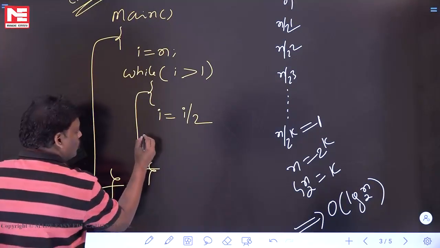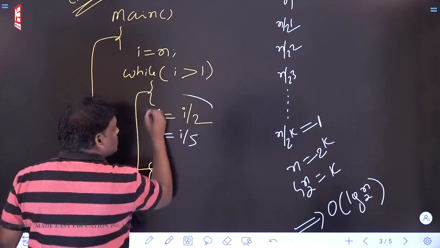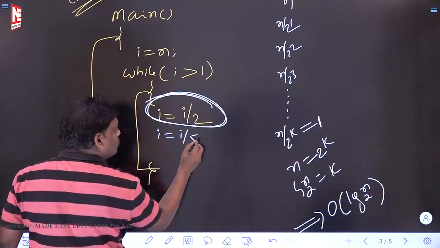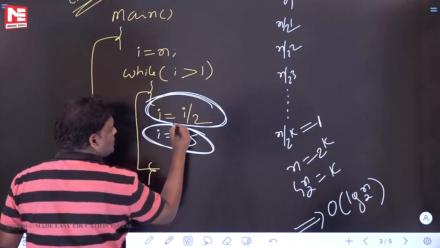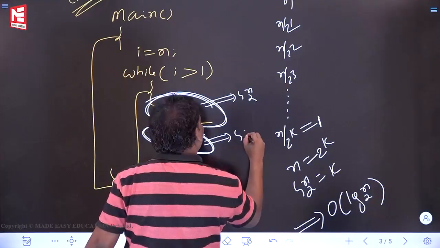Now see the answer. One more interesting line. I is equal to I by 5. What is the answer? This only there, log n base 2. This only there, what is the answer? Log n base 5. Let me write now. It will go to log n base 2. This will go to log n base 5.